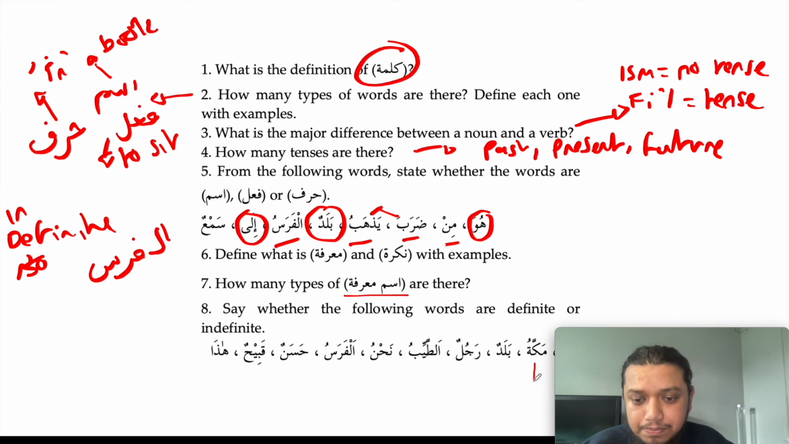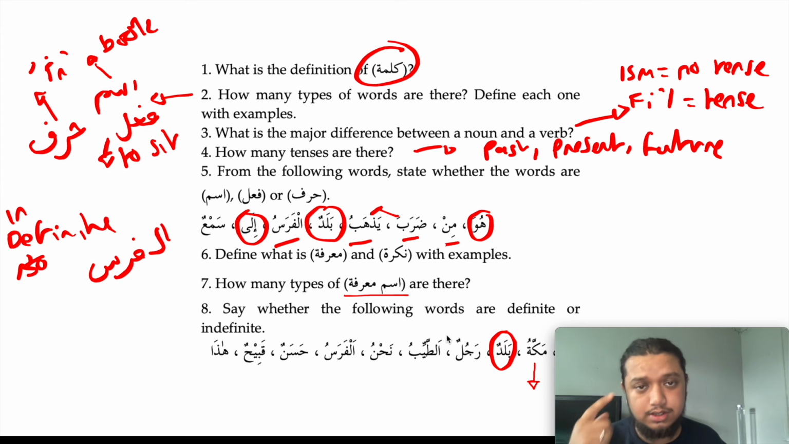But Makkah is a city. So is it definite or indefinite? Makkah refers to a specific city, right? Therefore, it is definite. Baladun, as I've said, means country. A country. So think about it for a second. A country. Which country am I referring to? We do not know. I could be referring to any country. Therefore, it is indefinite.